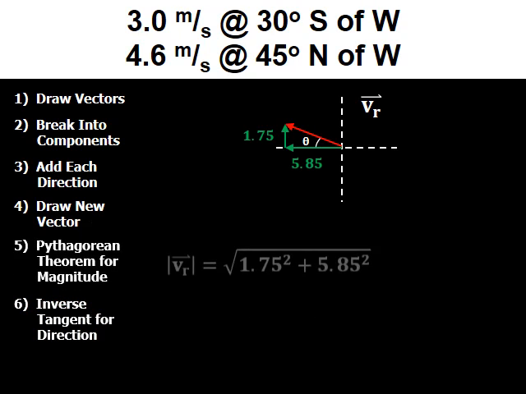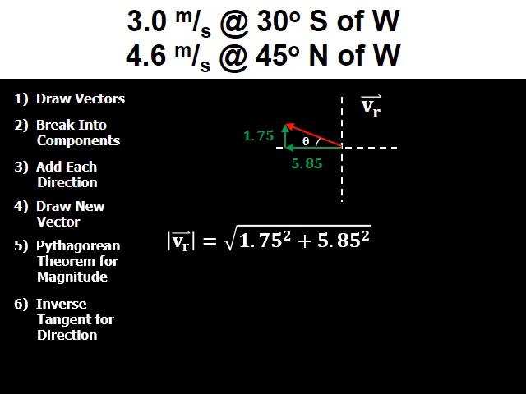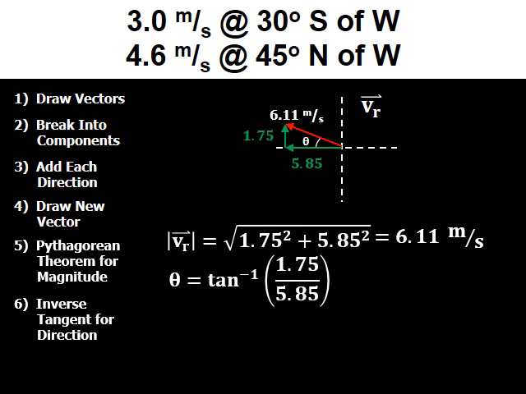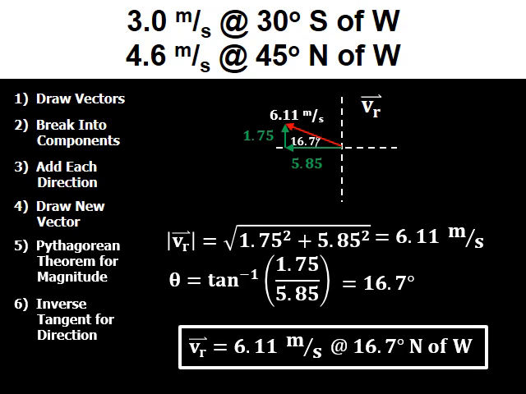Next step is to use the Pythagorean Theorem in order to determine the magnitude of the vector. It's going to be 1.75 squared plus 5.85 squared. Take the square root of that and you get 6.11 meters per second. The direction is going to be inverse tangent of 1.75 divided by 5.85, and we get 16.7 degrees. So the total velocity is going to be 6.11 meters per second at 16.7 degrees north of west.